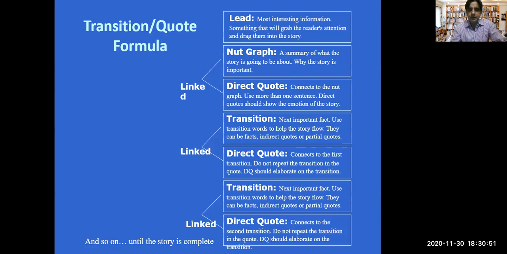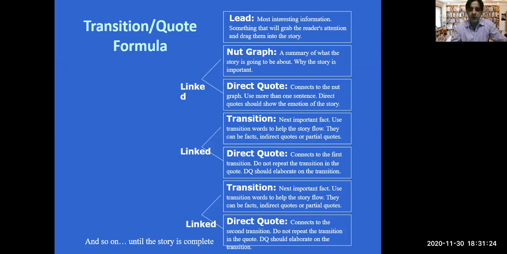Transition quote formula. So you will start with the lead, most interesting information, then the nut graph, which is the second paragraph of the story, a summary of what the story is going to be about, why the story is important. Then a direct quote that connects the nut graph, uses more than one sentence. Direct quotes should show the emotions of the story. Then transition, the next information, then another direct quote, then another transition, then another direct quote, and so on until the story is completed.